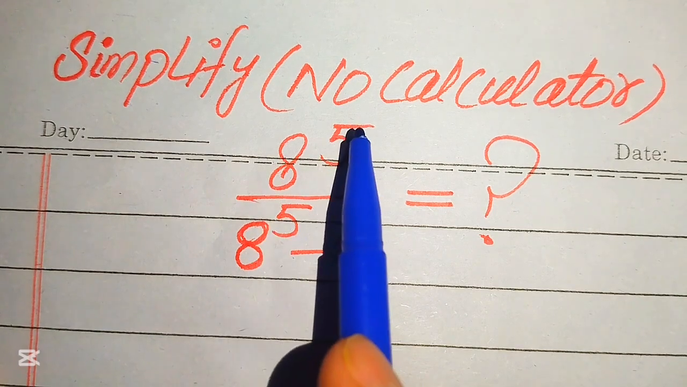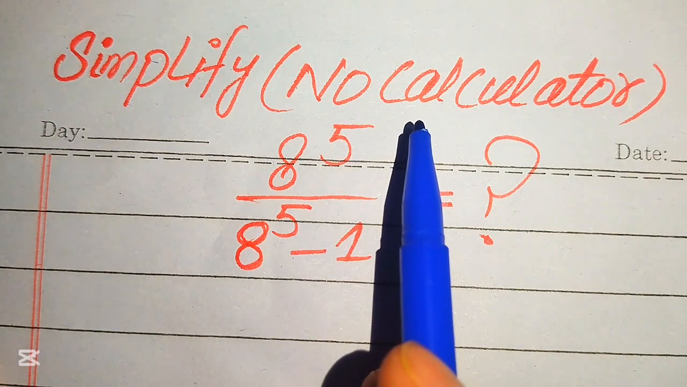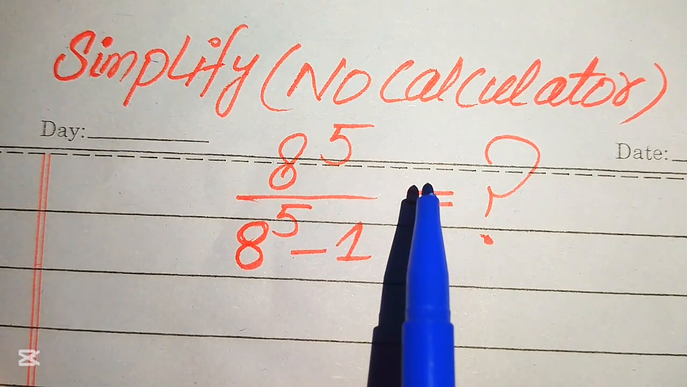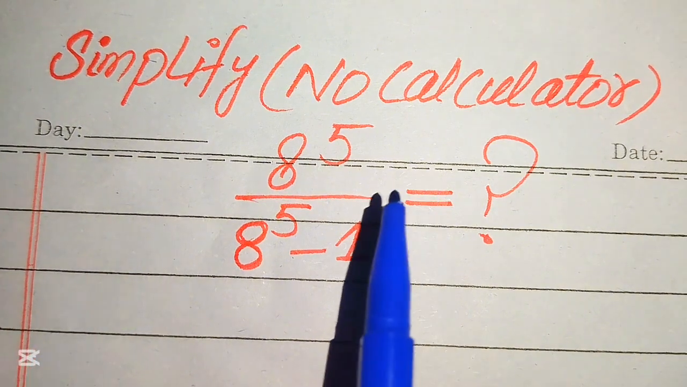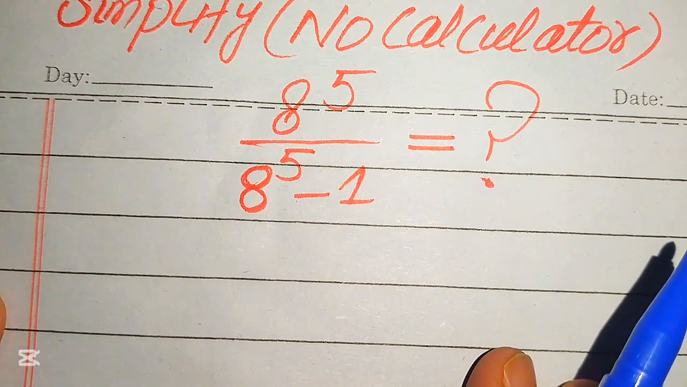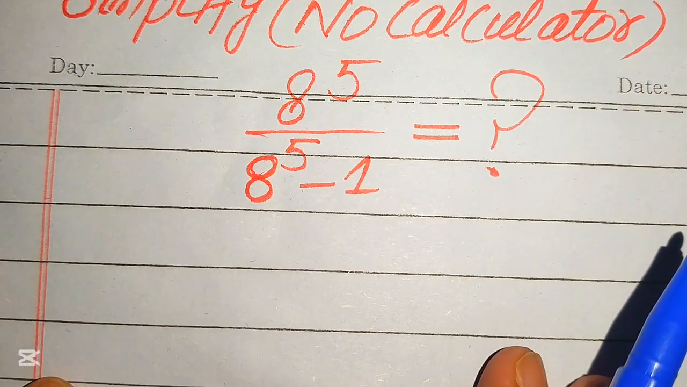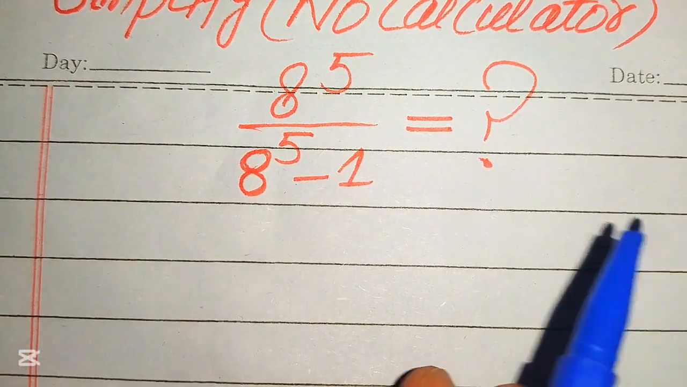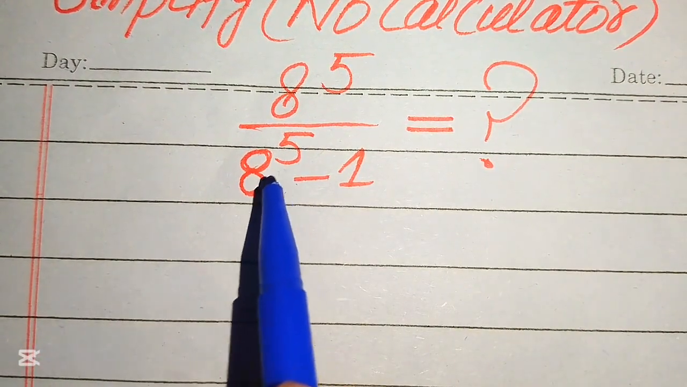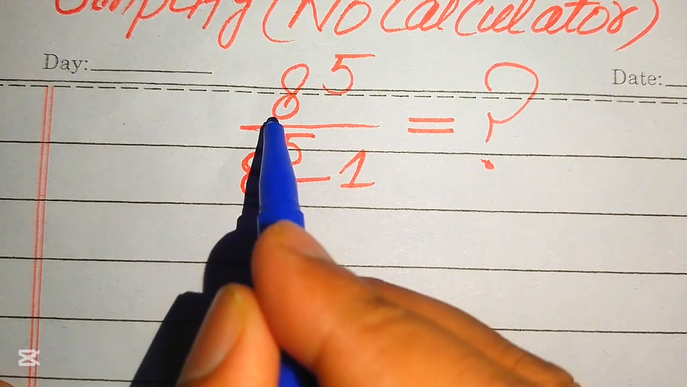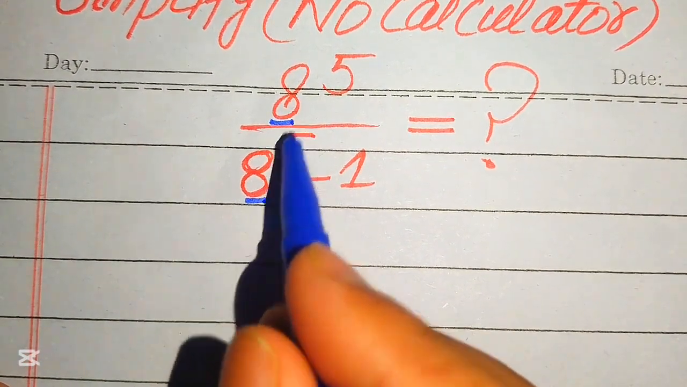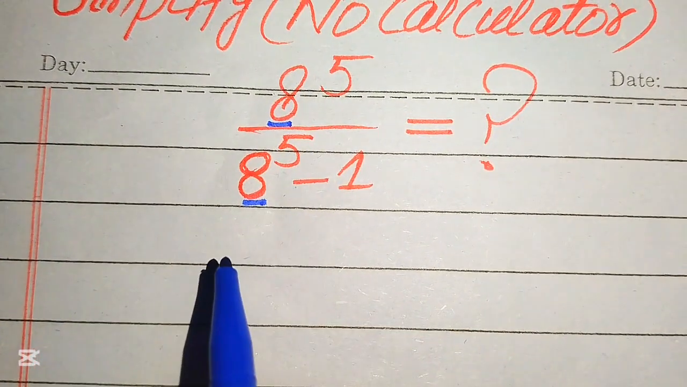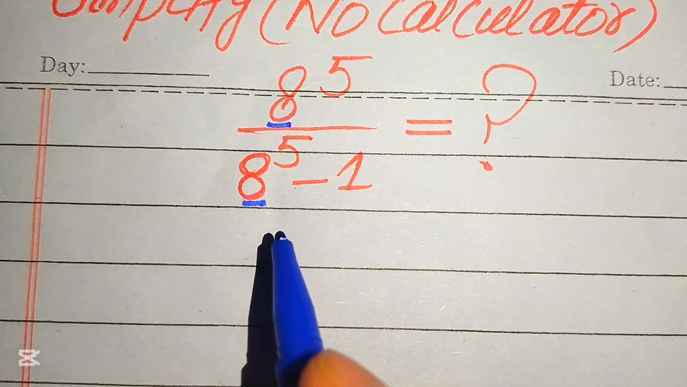But remember one thing: a calculator is not allowed in this problem. It means that we will show all of the working on this paper. In this question I will introduce a nice, smart method with which you can multiply very big numbers. In order to solve this type of algebraic expression, first we need to find the value of 8 to the power of 5, which lies in both the numerator and the denominator.